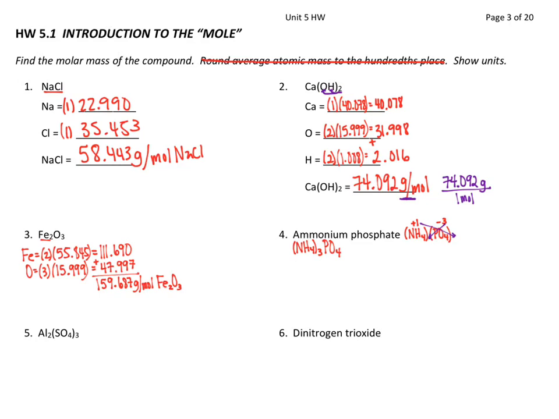Next, I have to make sure that I separate my elements. So for this one, I have nitrogen, I have hydrogen, I have phosphorus, and I have oxygen. Since we have parentheses, it's just like in math, and we have this subscript, we're going to have to distribute this subscript. So in this case, I have 3 nitrogens.